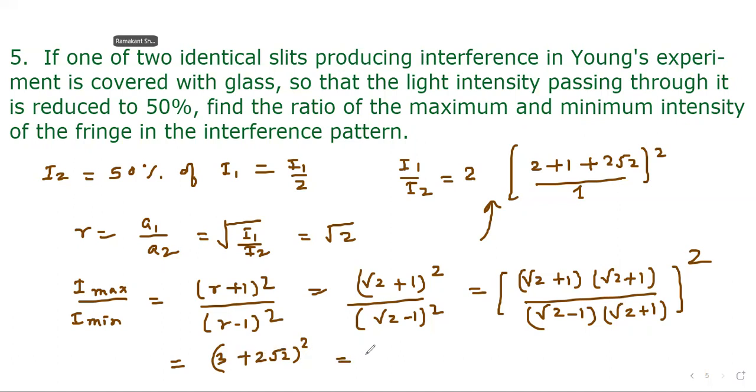Now we expand it, so this will become 9 plus 8 plus twice of 3 times 2 root 2, that is 12 root 2, which will be equal to 17 plus 12 root 2. If we put the value of root 2 as 1.414, then we will get around 33.968, which will be equal to 34, which is our answer.